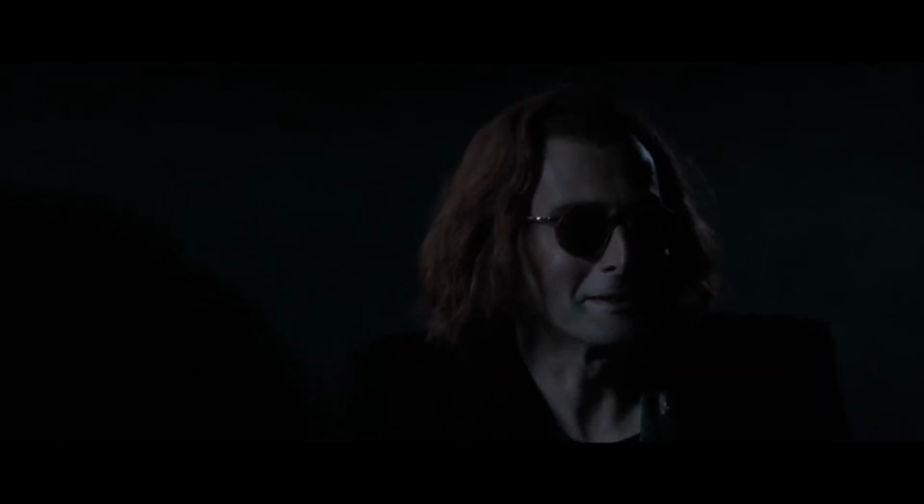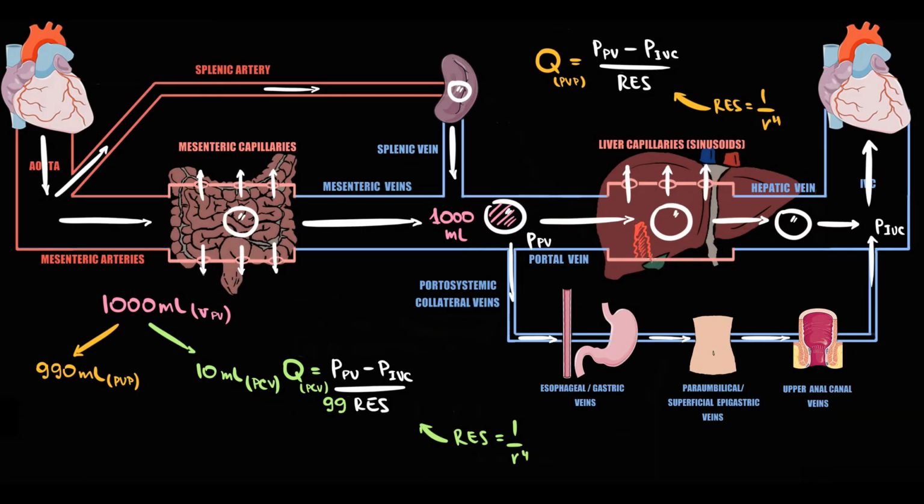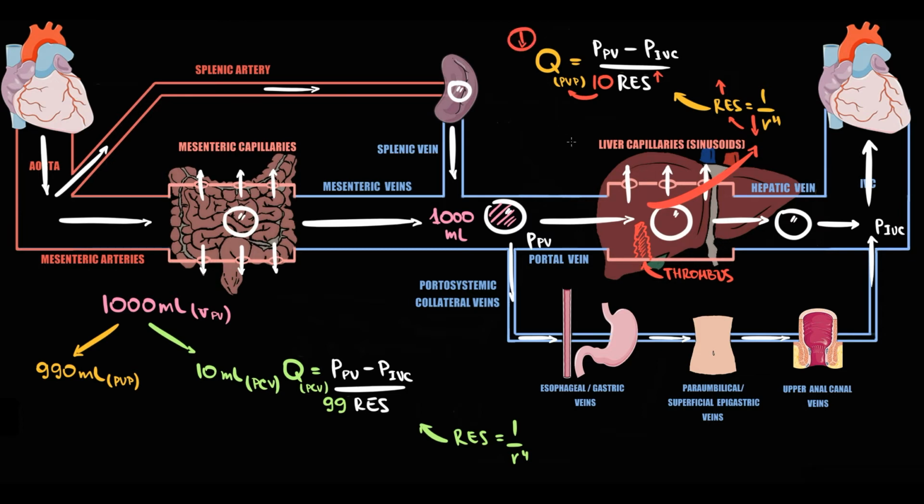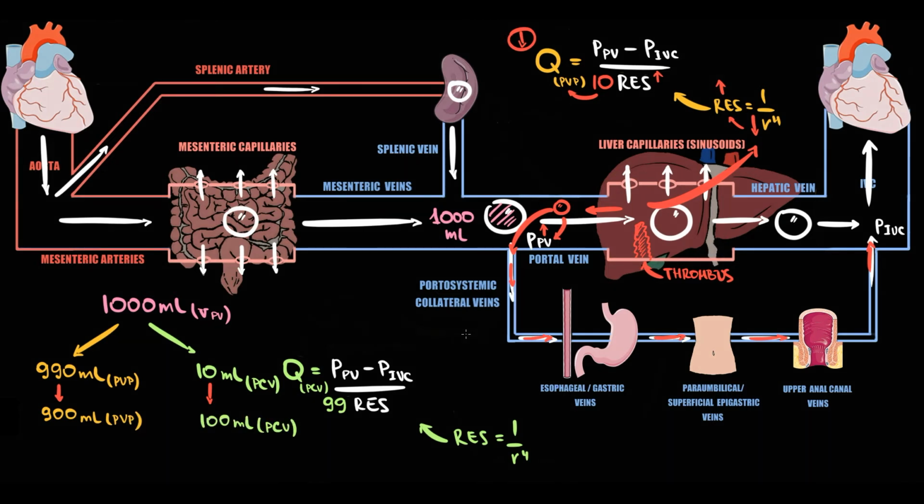So if obstruction in liver sinusoids occurs, radius decreases, thereby resistance increases. For example, let's suppose that resistance becomes 10 times greater than before. With increase in resistance, flow through the portal vein pump line decreases, and simultaneously, flow through portosystemic collateral vessels will increase. So now from 1000 ml of blood, 900 ml is going to the portal vein pump line, and approximately 100 is going into the portosystemic collateral vessels.